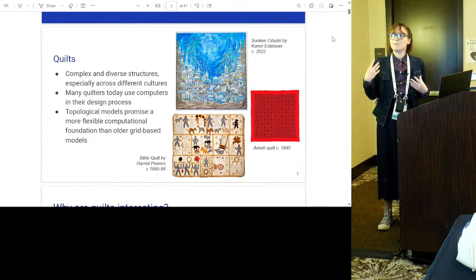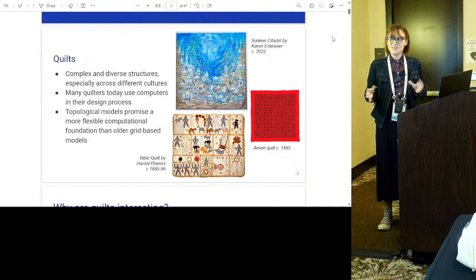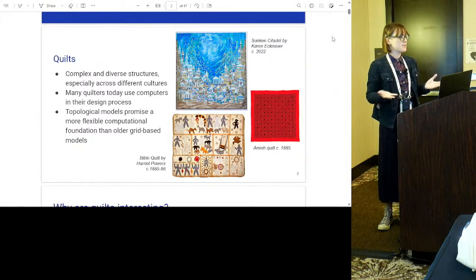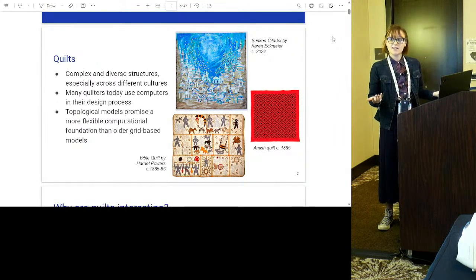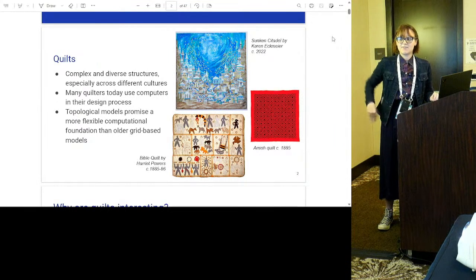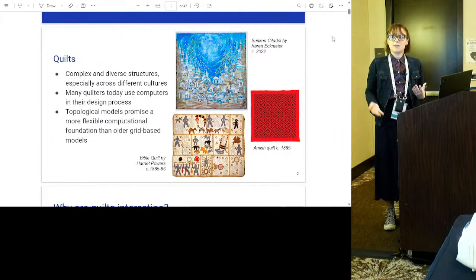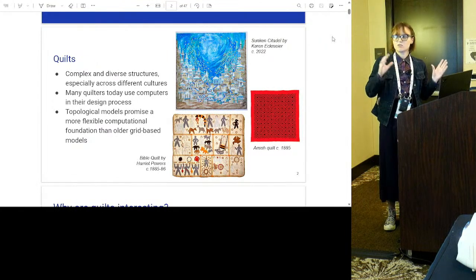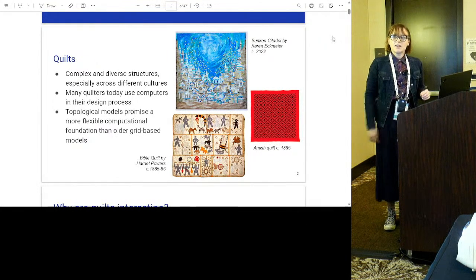If we look at our pictures here, these are all quilts, from different time periods. We have one contemporary quilt by Karen Eckmeyer, with a very interesting city design. We have an Amish quilt from 1885, which is a very geometric design that might be more similar to what you associate with what a quilt looks like. And then we also have another quilt from 1885 by Harriet Powers called the Bible quilt, which is still a patch-based design, but has a very different look and structure than the Amish quilt.